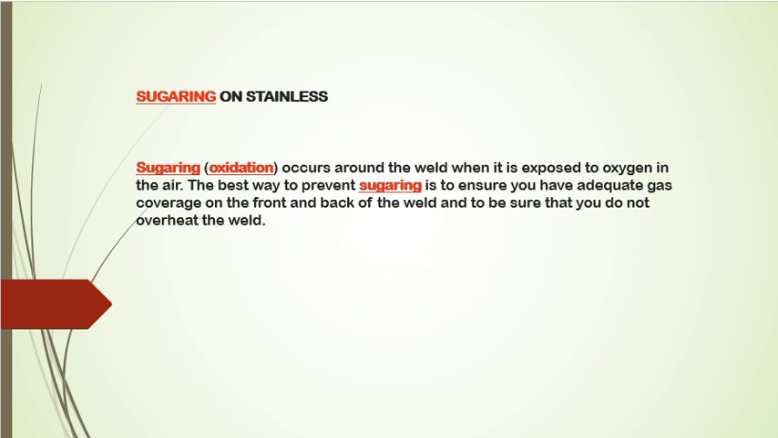The best way to prevent sugaring, meaning oxidation, is to ensure you have adequate gas coverage on the front and back of the weld. This is called the purging gas, and be sure that you do not overheat the weld. If you are doing TIG welding, that applies to both areas, the front and the back. If the purge gas is there, then oxidation cannot occur, because the oxygen cannot contaminate the weld or the base metal. So for sugaring, we have to check the purging gas in both areas, the front and the back of the metal.